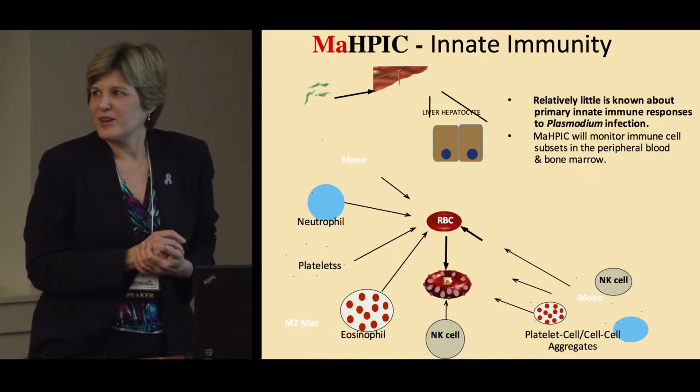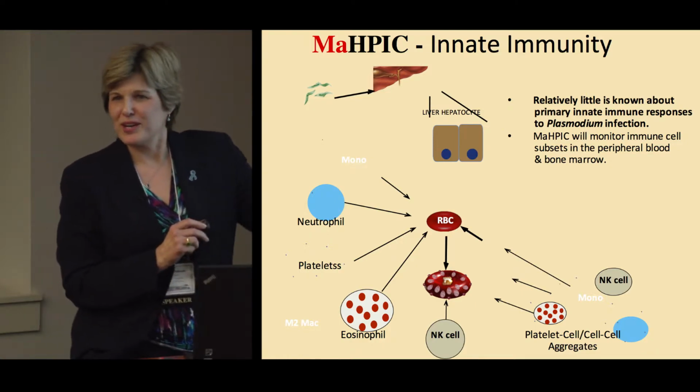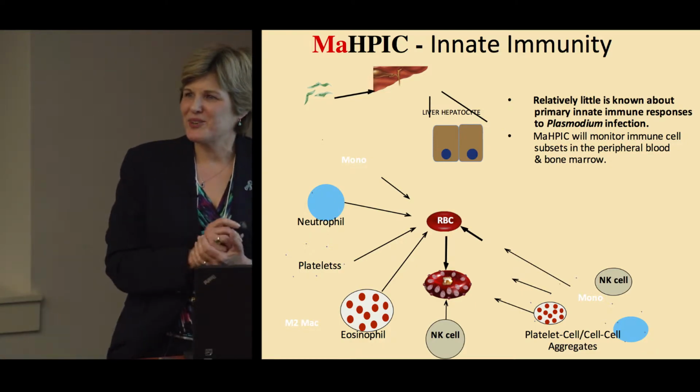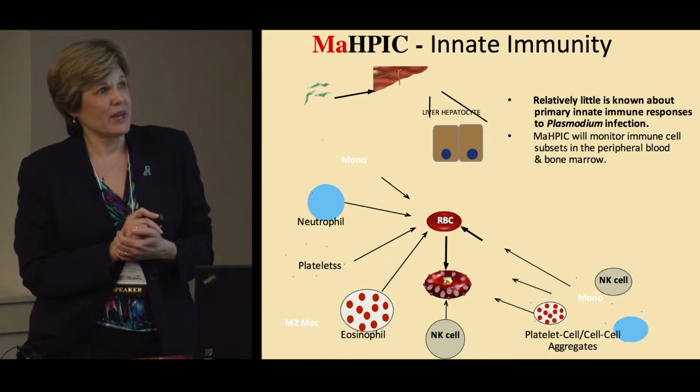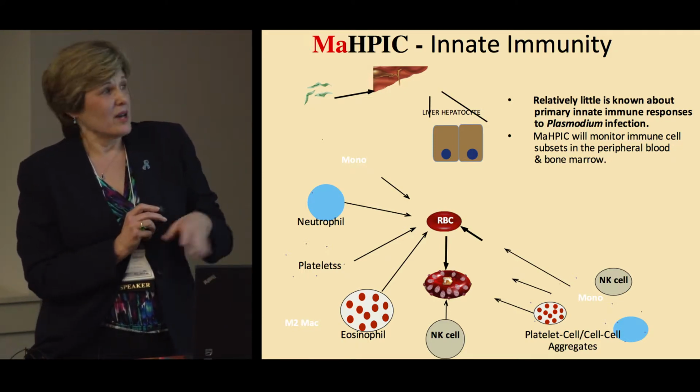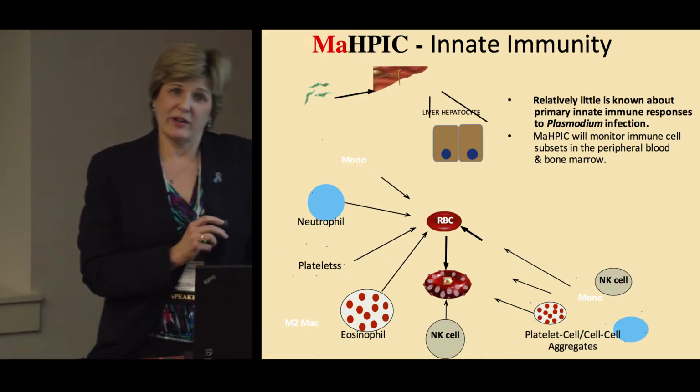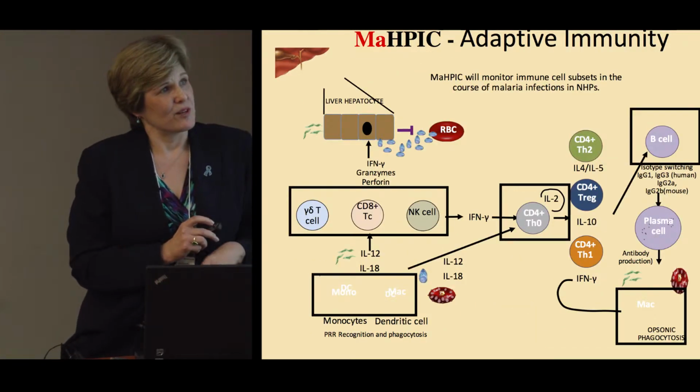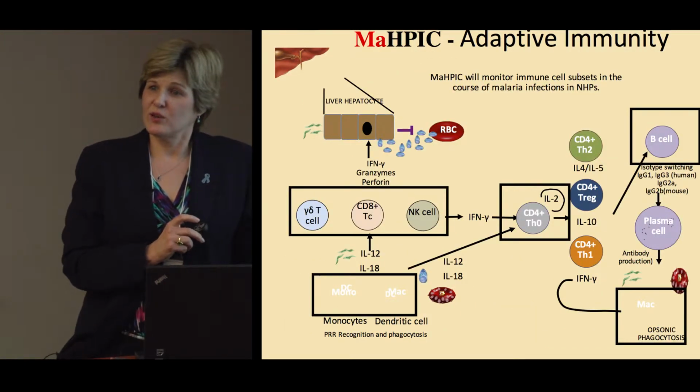Innate immunity, followed by adaptive immunity. Of course, we're not going to go into detail. We have a deputy core leader here, Tracy Lamb, in the room for the innate core. But there's a lot of things that we simply don't know about innate immunity. Same thing for adaptive. A lot of things we just don't know.